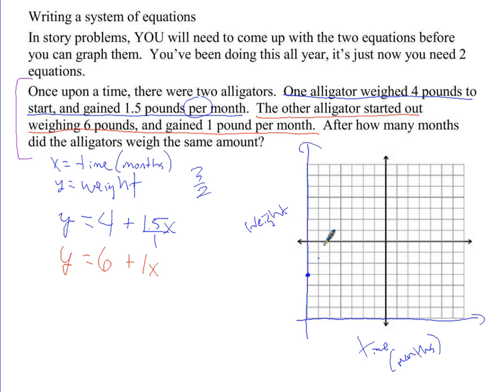Up 1.5, right 1. Up 1.5, right 1. Or use the 3/2. Up 1, 2, 3, right 2. Up 1, 2, 3, right 2. Now I have as many dots as I can get on there, so I'm going to draw on that line. So there's my line for that one.